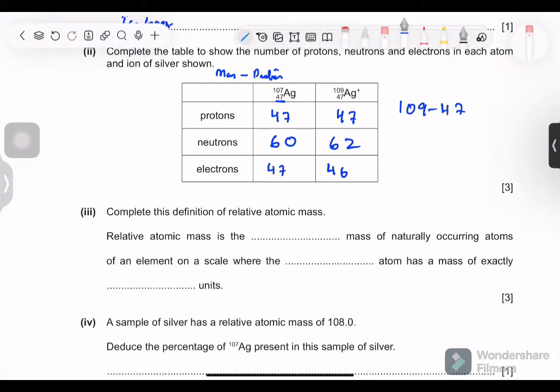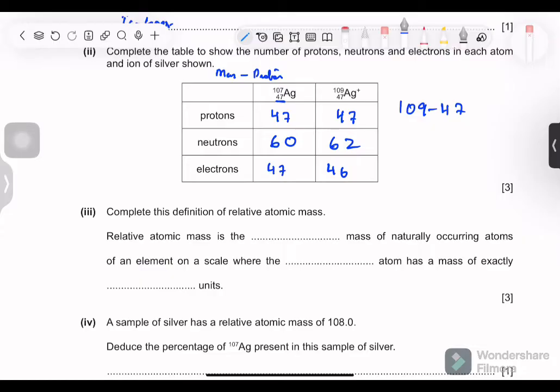And of course complete the definition of relative atomic mass. Relative atomic mass is the dash mass of naturally occurring atoms of an element on a scale where the dash atom has a mass of exactly dash units. So this is the relative atomic mass. You should be remembering this definition.